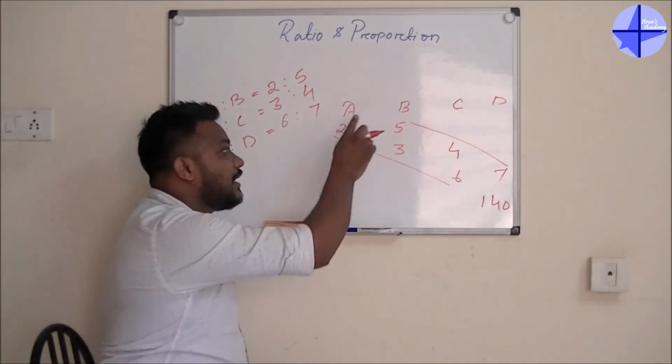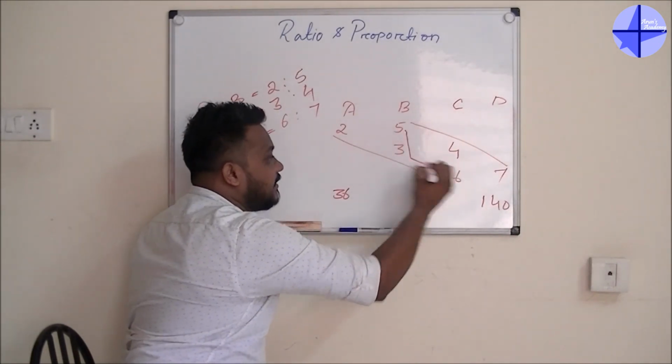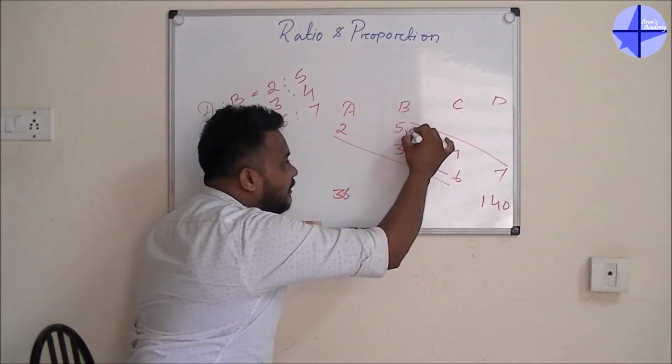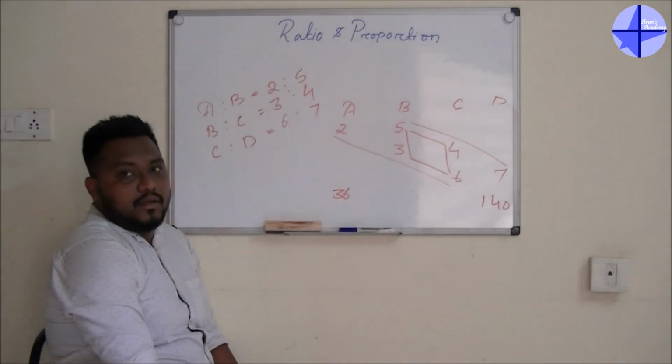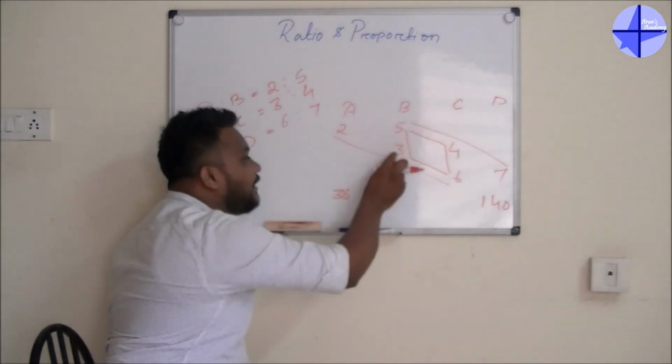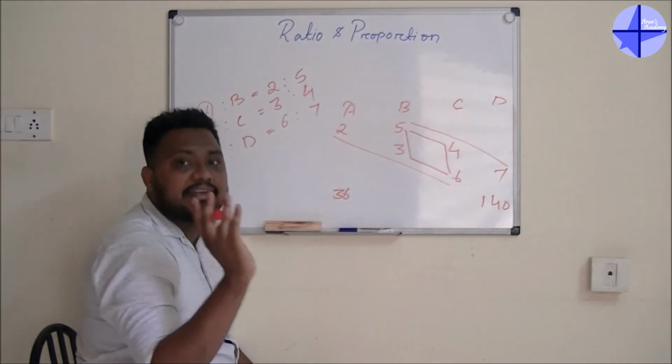After that, you want B and you want C. For B, the pattern is like this. For C, the pattern will be like this. Okay, so it is 5 into 3 into 6. 5 into 3, 15. 15 into 6, 90.